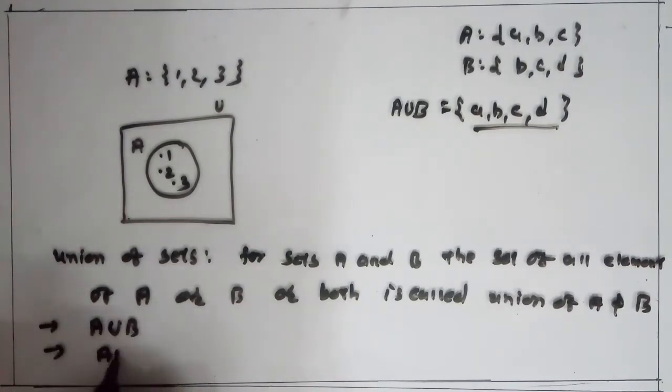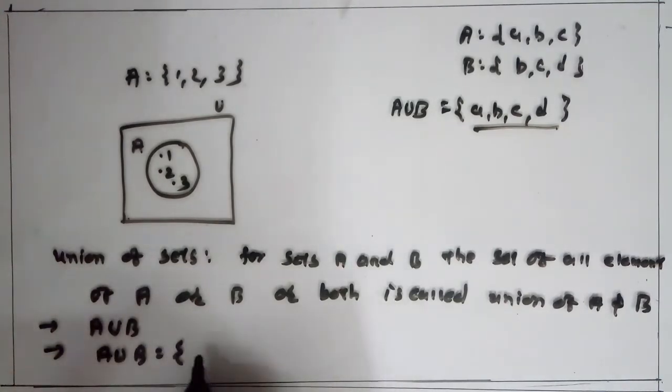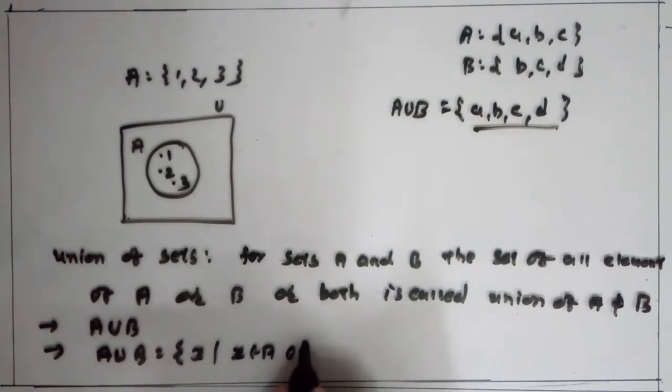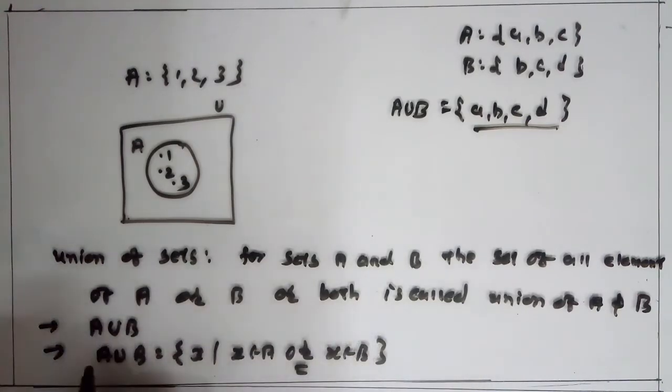Now A union B in set builder form is {x such that x belongs to A or x belongs to B}. Clear? Here the word "or" is important. That means this set is the set of all elements which are in A or in B. It is called the union of A and B. Clear this?